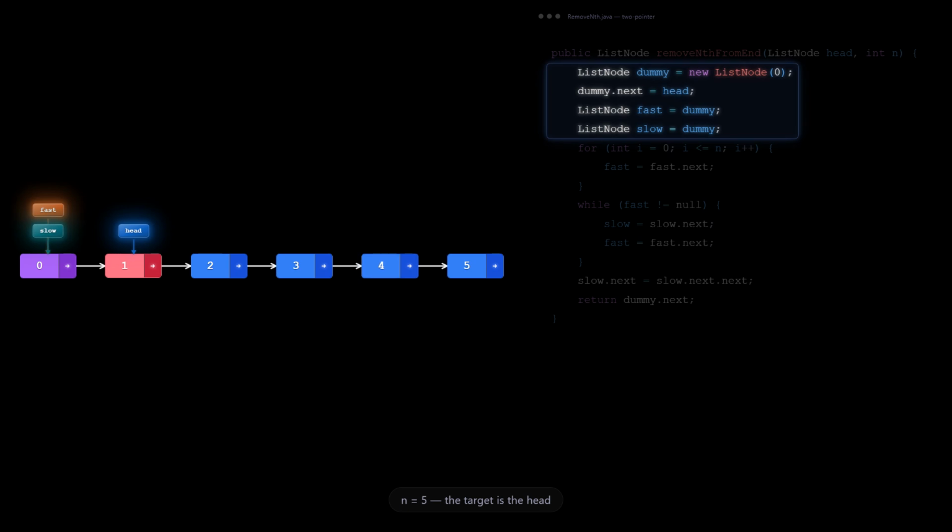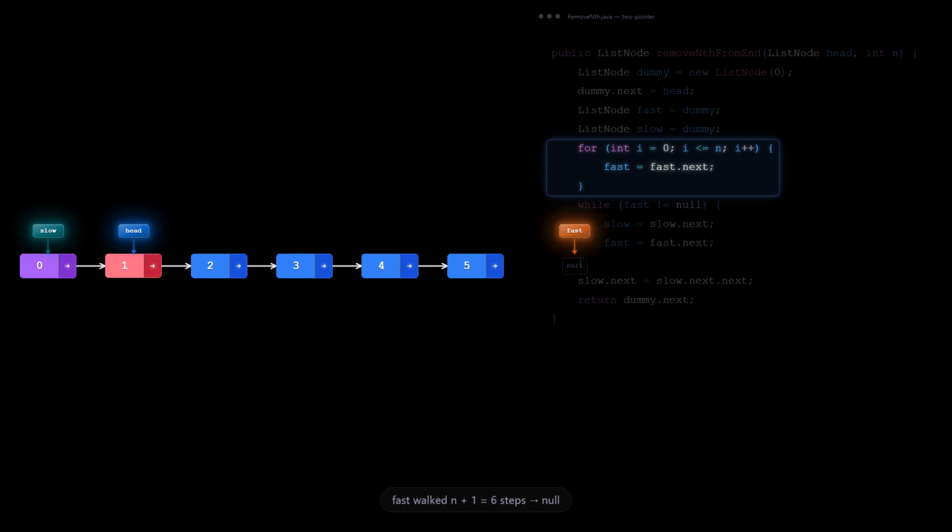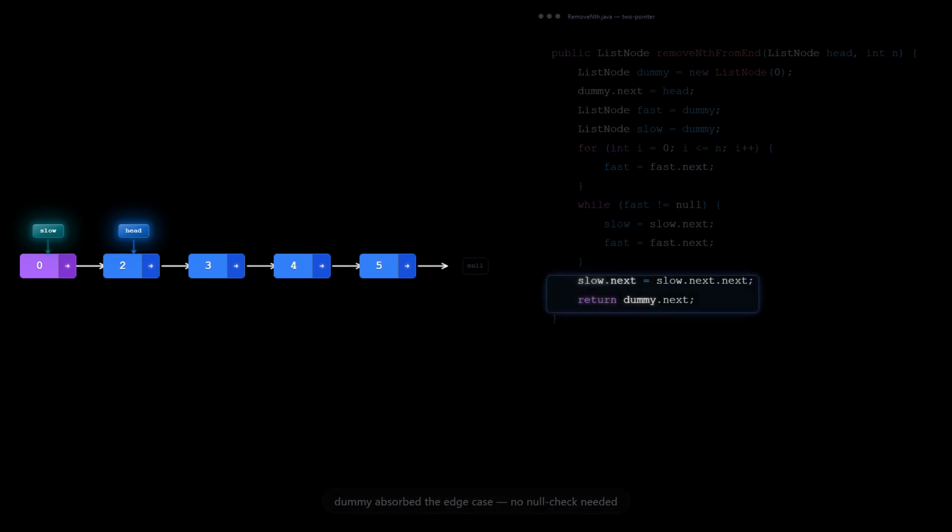Now let me show you why that dummy node matters. What if n equals 5? We're removing the head itself, node 1. Fast advances 6 steps, walks right through every node and lands on null, while slow never moves and stays at dummy. Slow.next just skips past the old head. No null checks, no special cases needed, because the dummy node absorbs what would otherwise be a crash.